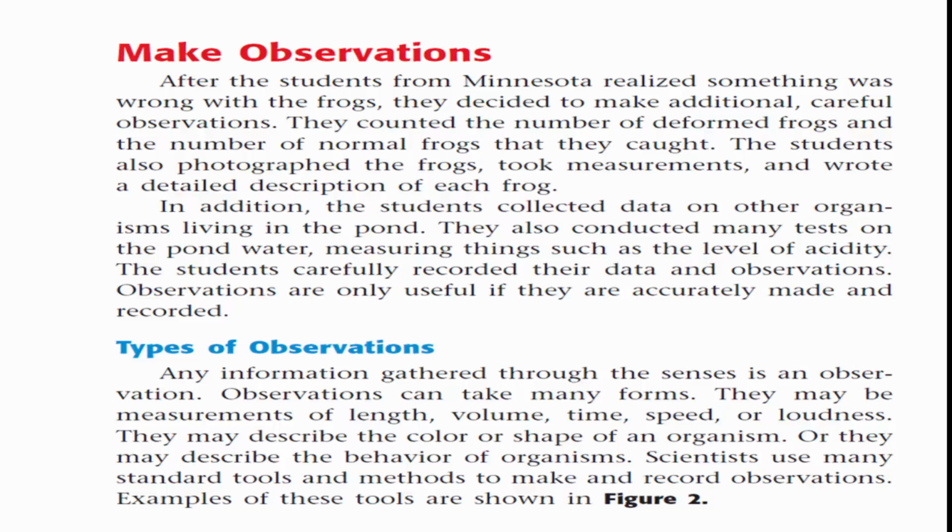Types of observations. Any information gathered through the senses is an observation. Observations can take many forms. They may be measurements of length, volume, time, speed, or loudness. They may describe the color or shape of an organism. Or they may describe the behavior of organisms. Scientists use many standard tools and methods to make and record observations. Examples of these tools are shown in Figure 2.